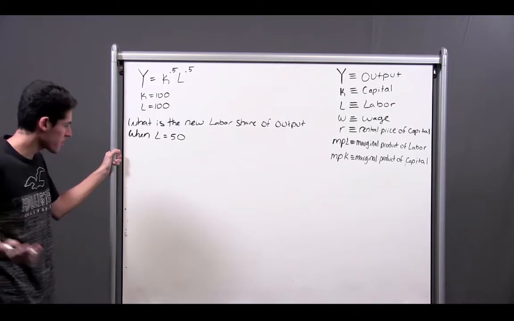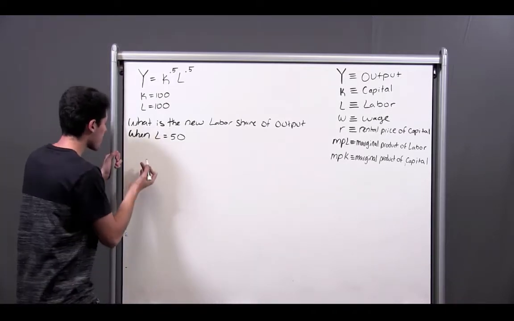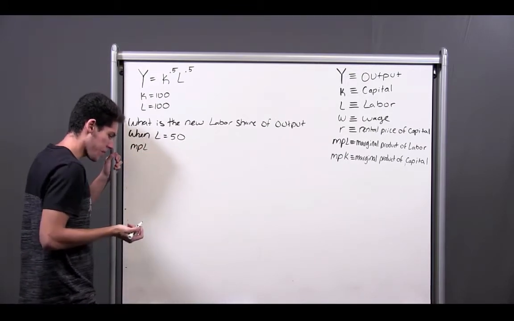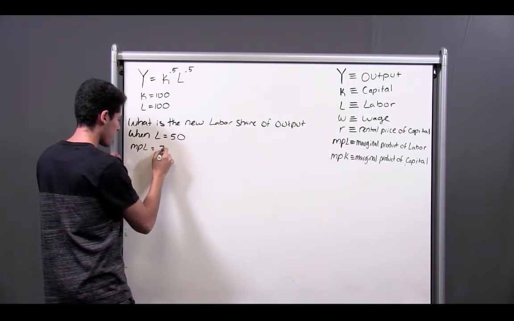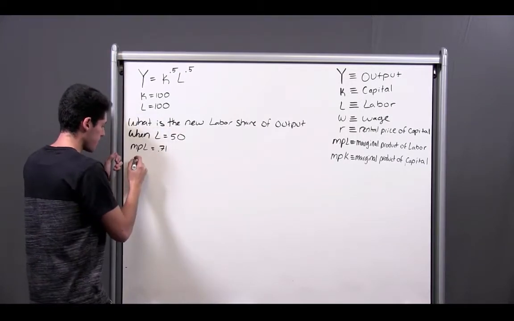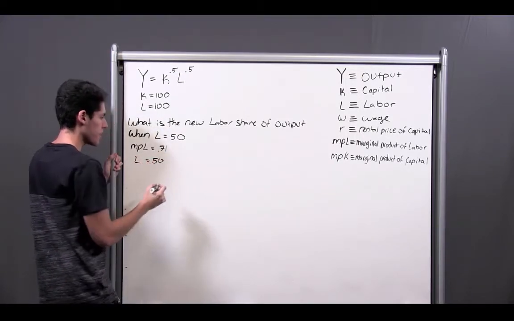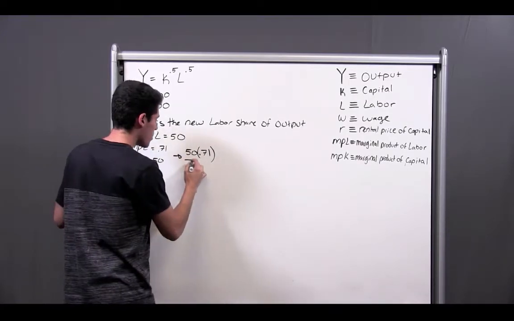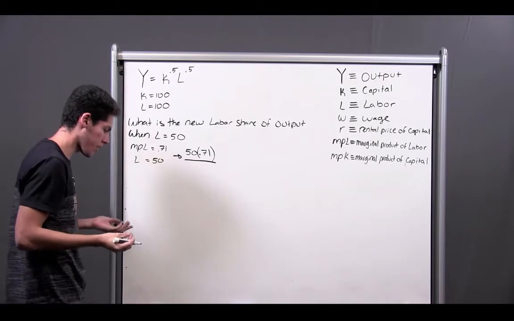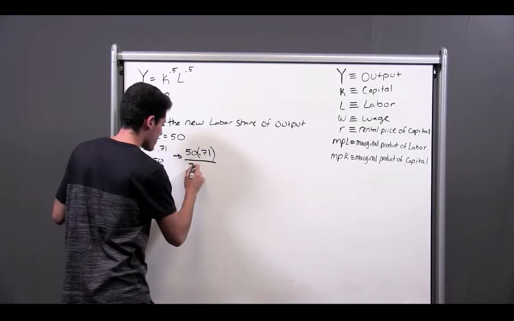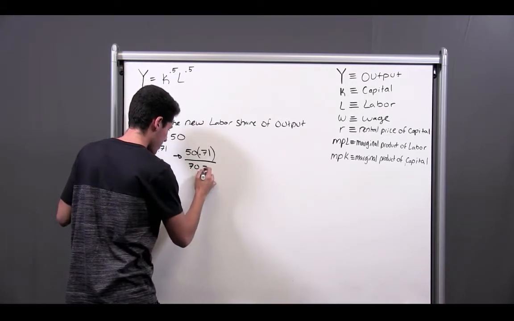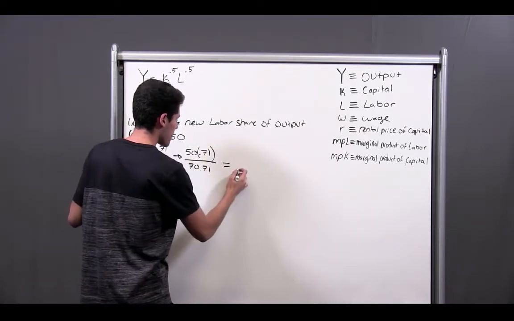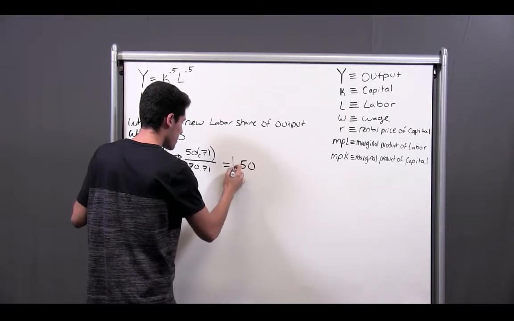Well, same exact way we did it last time. We get our marginal product of labor, which we found out was 0.71, and we multiply it by the amount of labor we have, which we know is 50. So 50 times 0.71, and we'll put that over the total amount of output, which we discovered was 70.71, right? And with that simple calculation, we'll find that the labor share of output is still 50%.